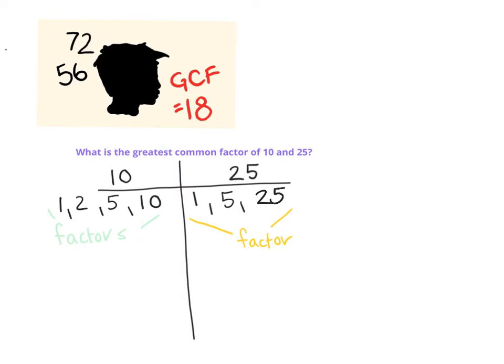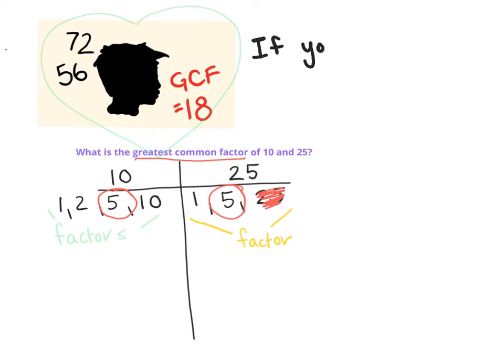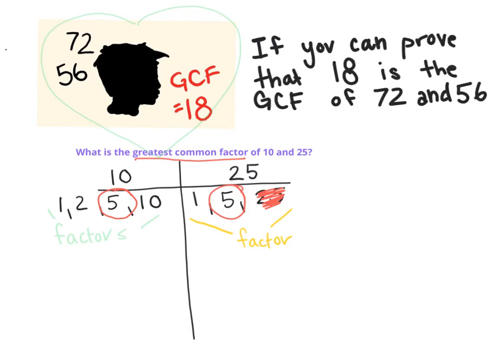However, when we're looking for what is the greatest common factor, we can see that 5 is the greatest common factor. So the 25 is unnecessary, but you can go ahead and put it there if you want to. If you have a little bit of extra time, you can go up here where I'm drawing this green heart around and see if you can prove that 18 is the greatest common factor of 72 and 56.